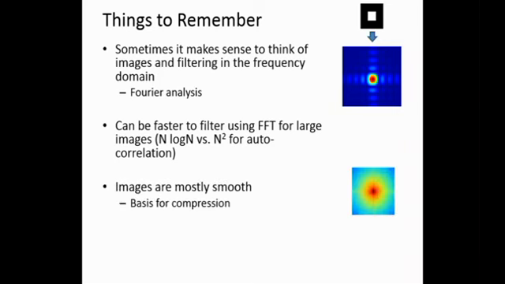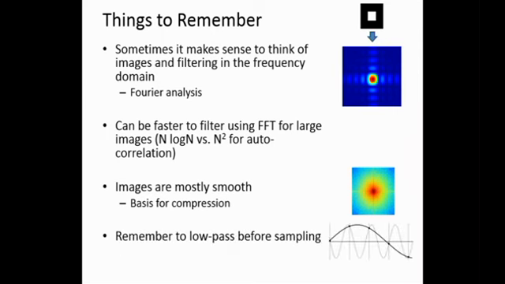So images are mostly smooth, and that's a really important general thing to know about images. It's the reason why many algorithms work. And it's also the basis for compression, which is one of the things that we'll talk about next class. Also, it's important to remember to low pass before sampling. Otherwise, you can create some unexpected and undesirable results.